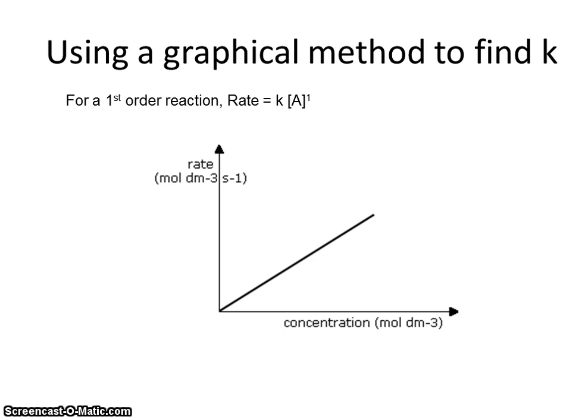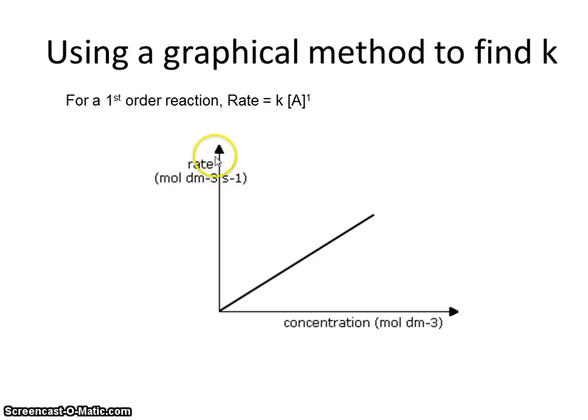One final method that you may be asked to use to find k is a graphical method. This can only be used if you've got a first order reaction, in which rate is proportional to the concentration of a reactant. So imagine what the graph would look like if you plotted rate against concentration of A. So sketch that out, can you? And yes, we end up with a graph looking something like this.